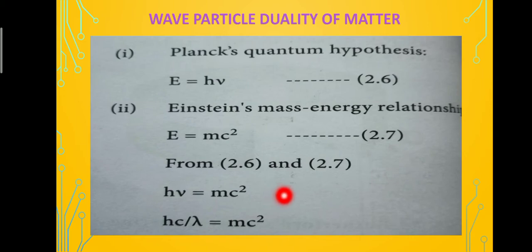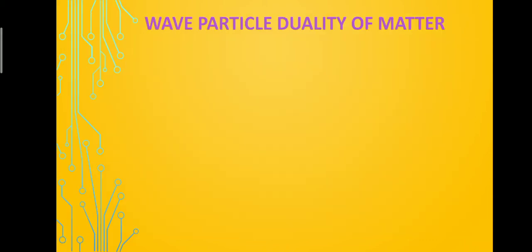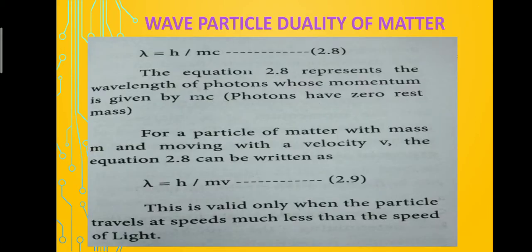So by rearranging, we can get the value for lambda. Here nu is the frequency, and frequency can be given as c by lambda. So we substitute that value here: h into c by lambda is equal to mc square. Cancelling c on both sides, we get lambda is equal to h by mc, where lambda gives the wavelength of the photons whose momentum is given by m into c.